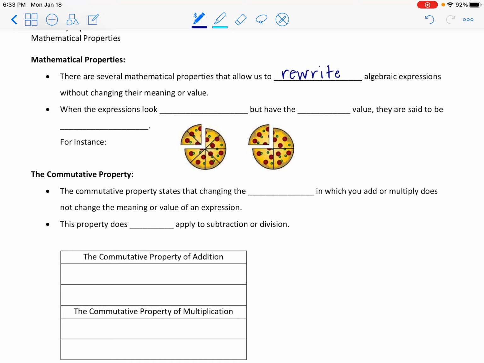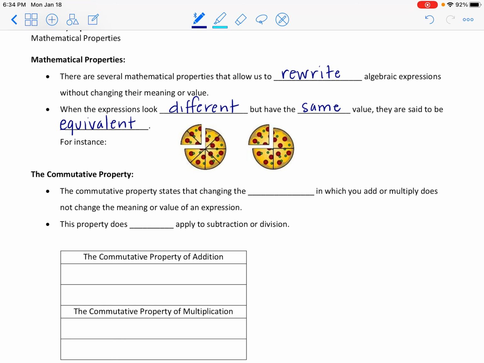So when your expressions are changed or rewritten in this format, they may look different. Okay, they may look different. But again, they're going to have the same value. So if they look different, but they have the same value, then those two expressions, the one original and the rewritten, we call them equivalent forms of one another. They are said to be equivalent. Okay, so equivalent means that they may look different, but they're going to have the same value.